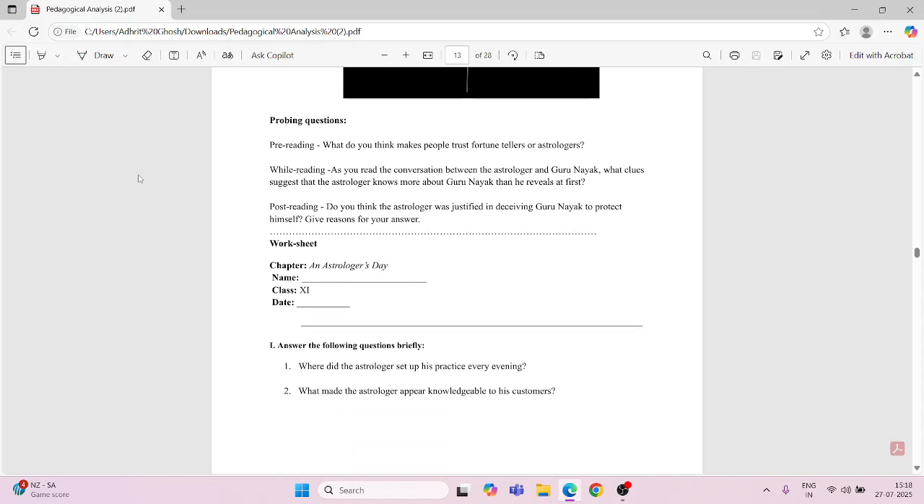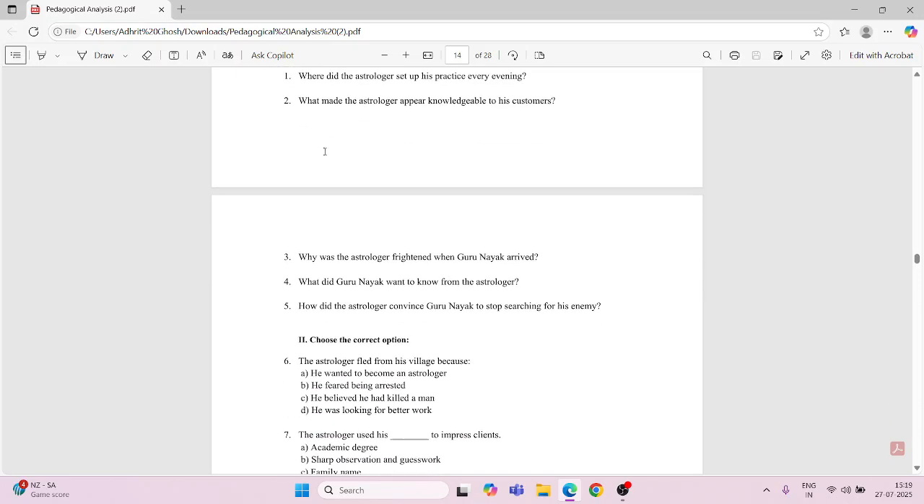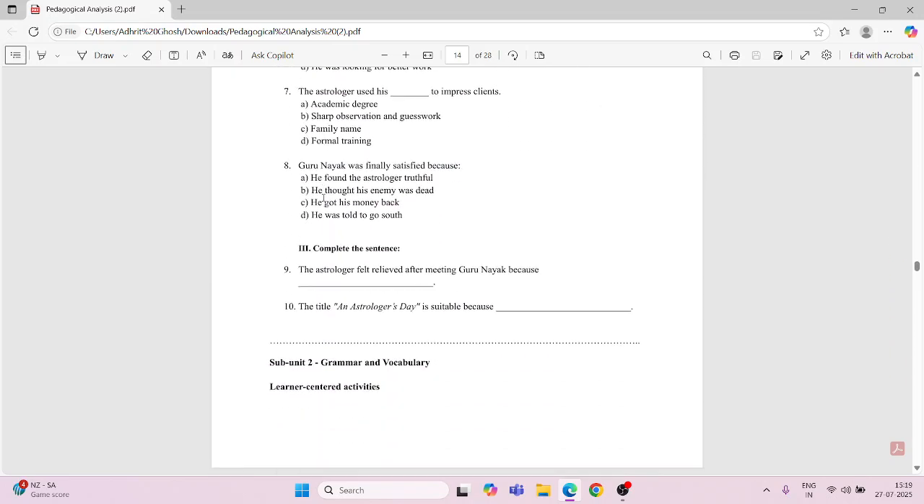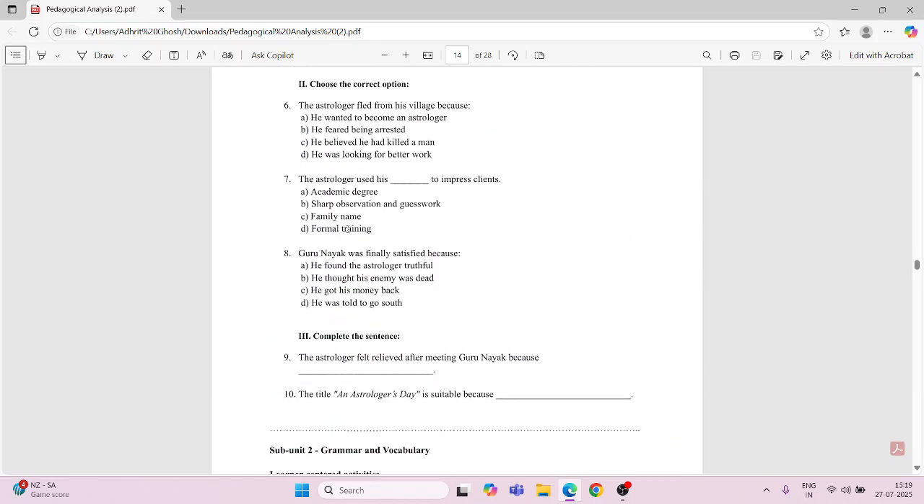Now we come to the probing questions. As you know, probing questions is when you are asking thought-provoking questions, something which they have to reflect upon critically and then they have to answer. They will not be straightforward questions. So you have to ask three probing questions, that is one in the pre-reading stage, one in the while reading stage, and one in the post-reading stage. And then you have to give them a worksheet. You have to prepare this worksheet and you have to paste it. This is the worksheet for reading comprehension.